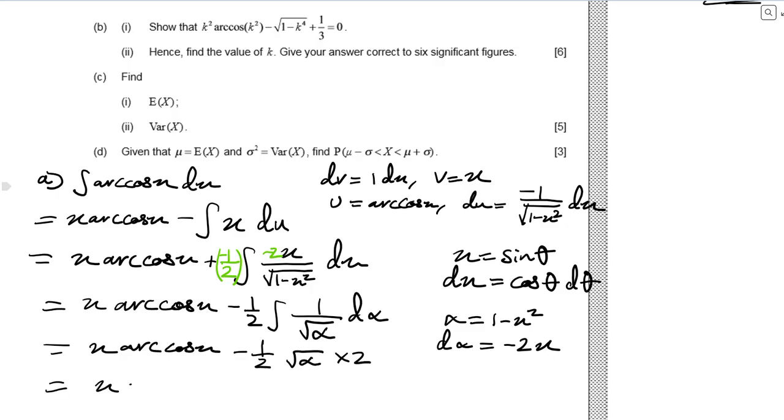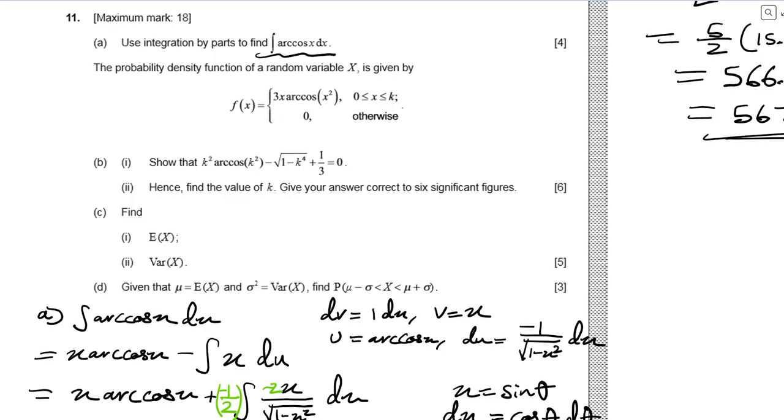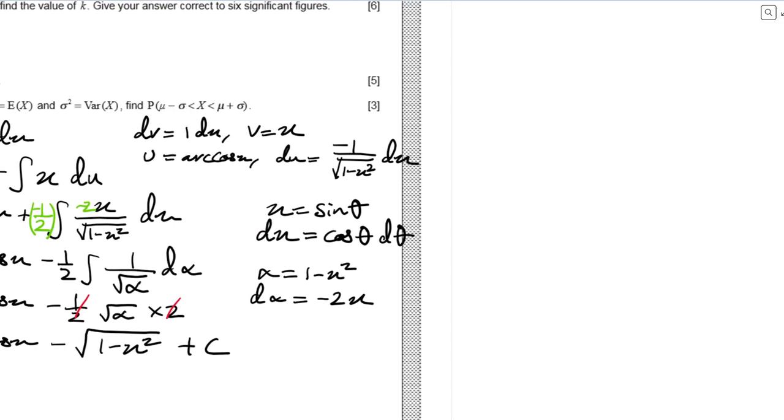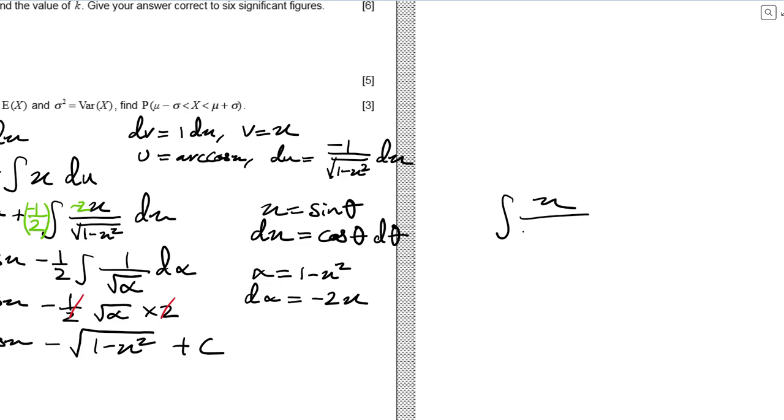So that gives x arc cos x. Let's cancel these out. And we get root, what is alpha? 1 minus x squared, right? And that gives our answer, plus c, of course.